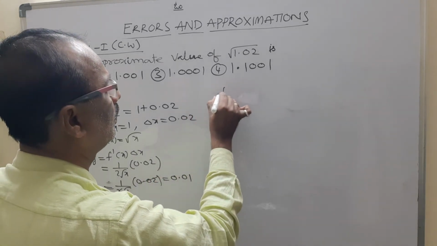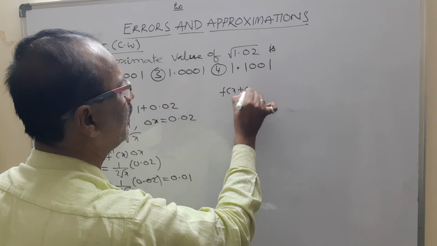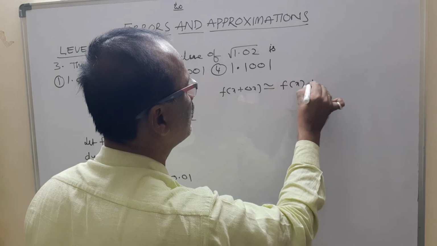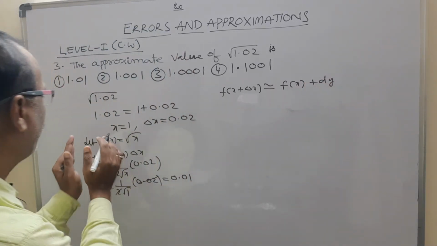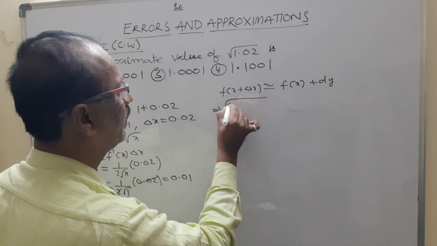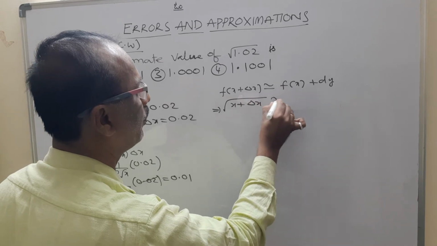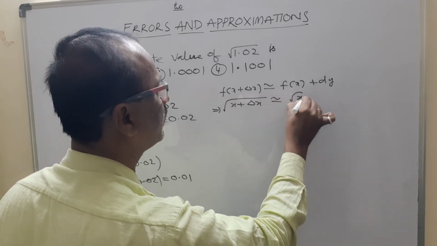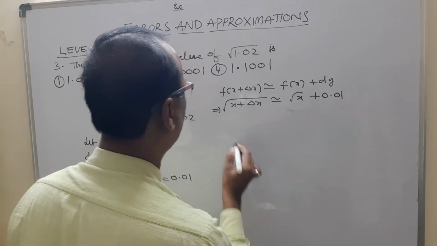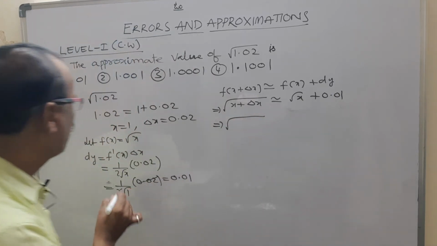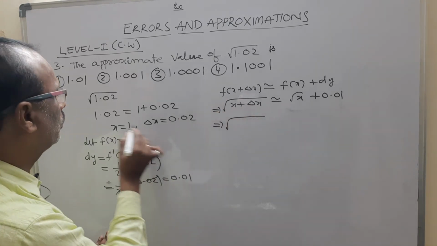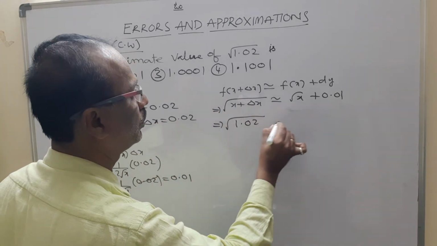The relation for the approximate value is f of x plus delta x is approximately equal to f of x plus dy. Here f of x is equal to root x. f of x plus delta x means square root of x plus delta x is approximately equal to f of x, which is root x, plus dy. The dy value is 0.01. Here the x value is 1, delta x is equal to 0.02.